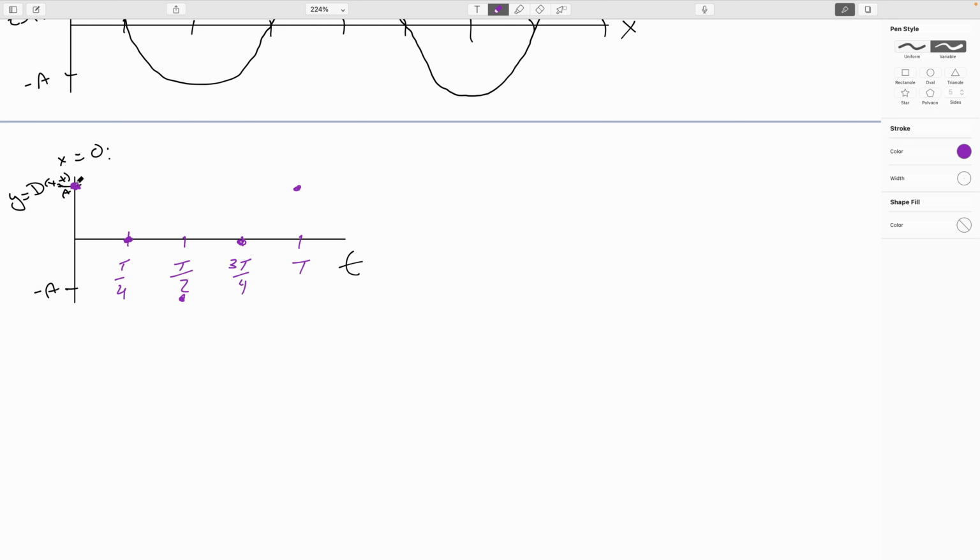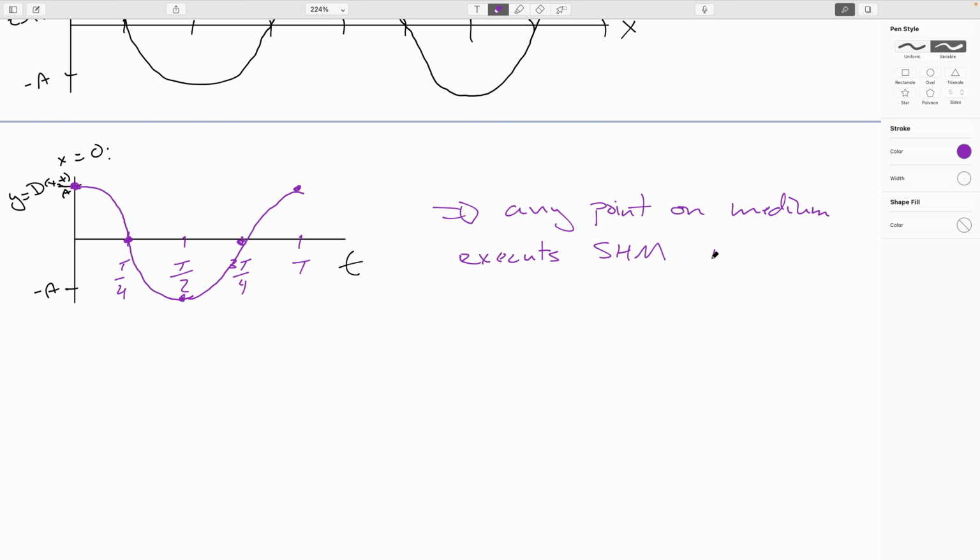Alrighty, so our sine, or in this case because of my initial phase of pi over 2 it ends up looking like a cosine, but that's neither here nor there. The point is that our bead is undergoing simple harmonic motion. So any point on the medium executes simple harmonic motion, and the period is capital T.